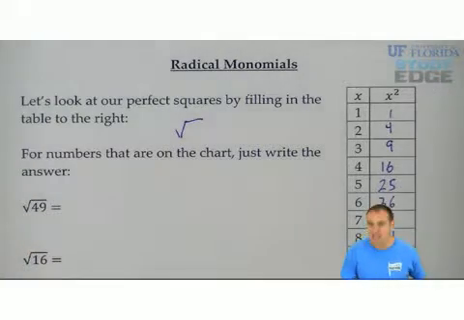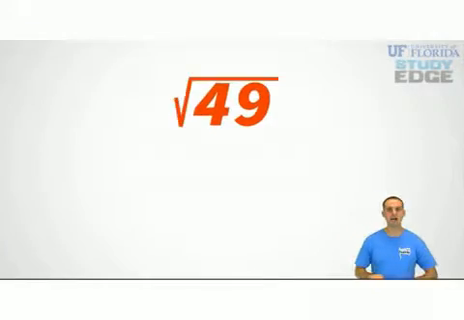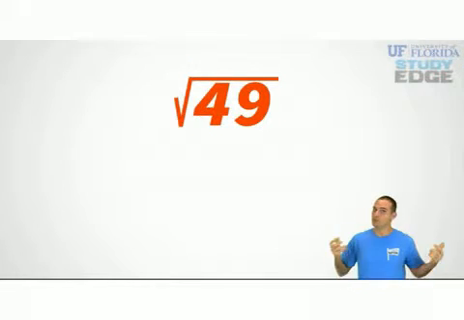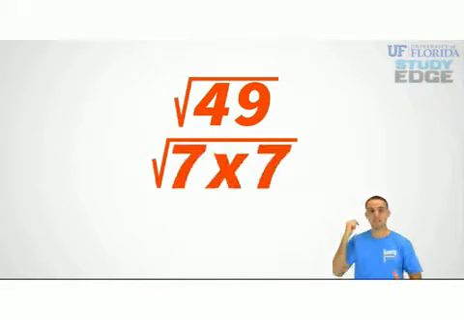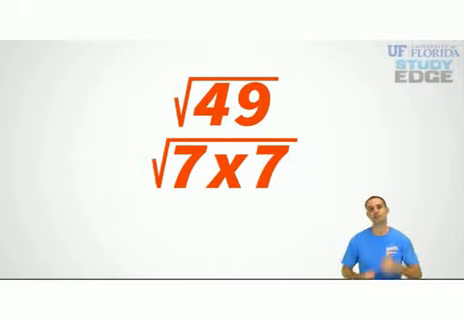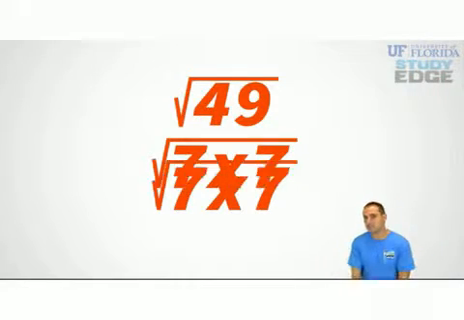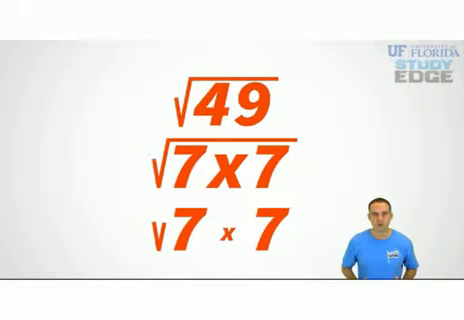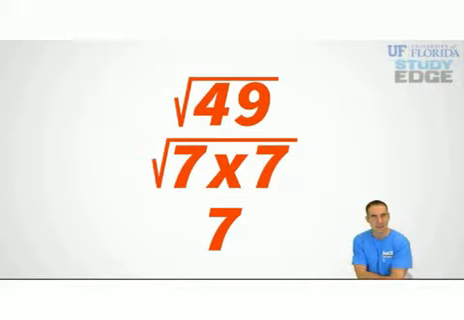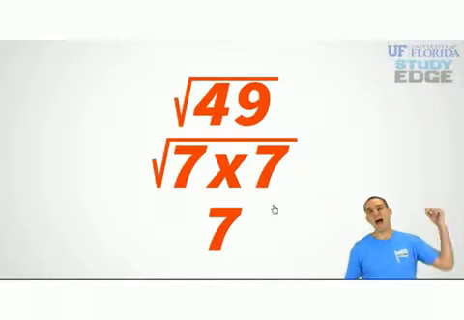So the square root of 49, check it out. 49 would be 7 times 7. So there's your two 7s under the square root. In this case, we would say the square root of 49 is just 7. And there's your answer.